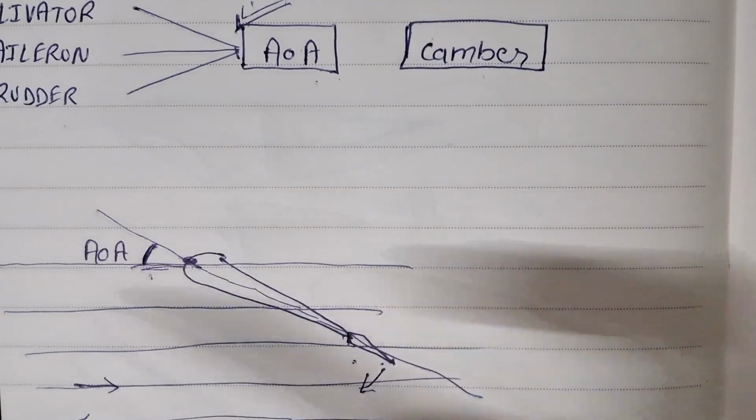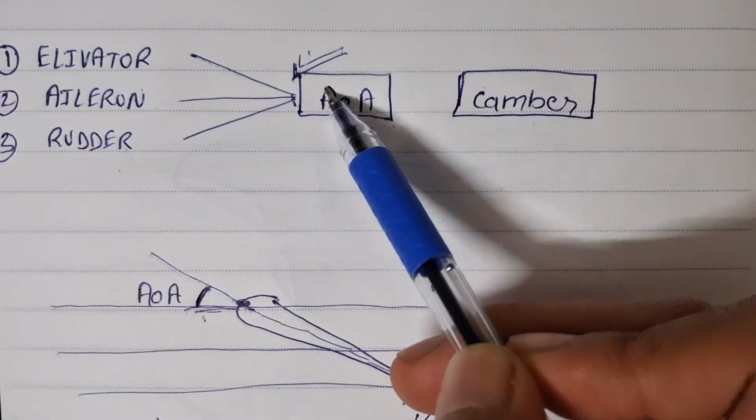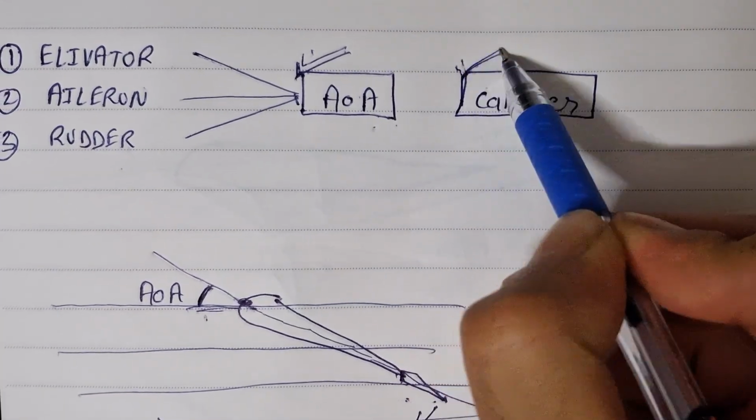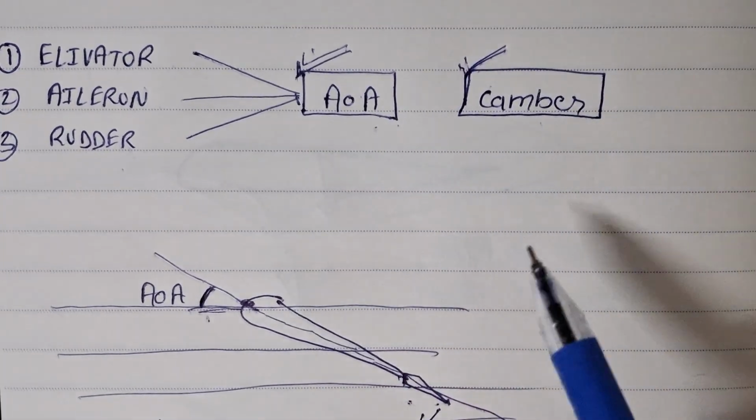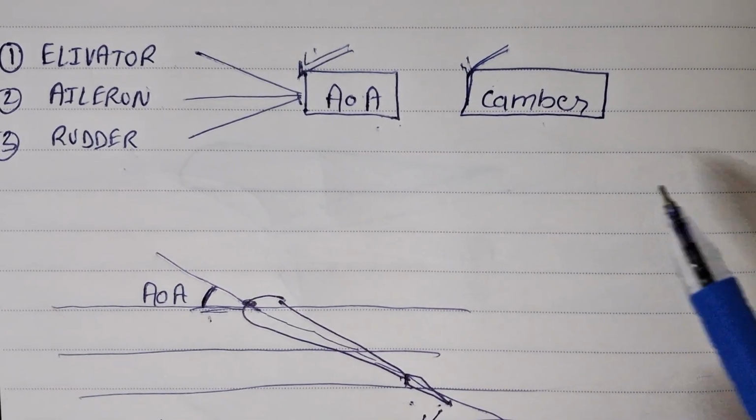So we have seen now that elevator, aileron and rudder, all of them can change the angle of attack and also change the camber. And this is how these control surfaces work and you are able to move your aircraft in a variety of axes.